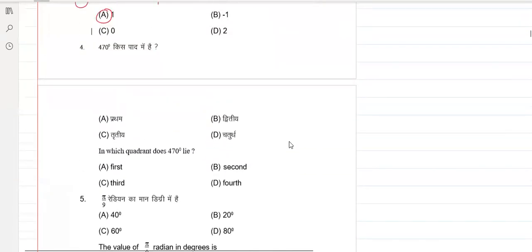Question number 4. Question number 4, in which quadrant does 470 degrees lie? So which quadrant does 470 degrees lie? Remember, we need to subtract one revolution. In other words, if we go, this is 360 degrees, 90 degrees, so that will make it 450. A further 90, that will give you 450 degrees. We need to go 470, so 20 degrees more, which will end up in the second quadrant. So correct solution is B.